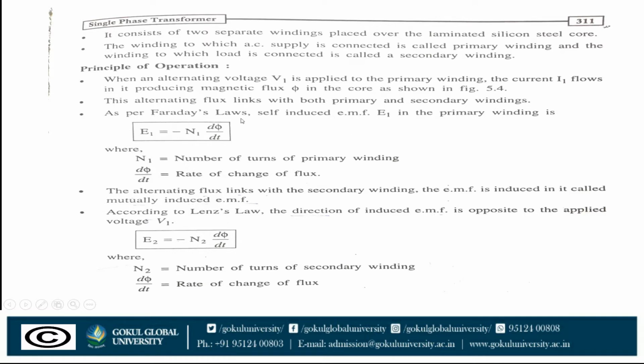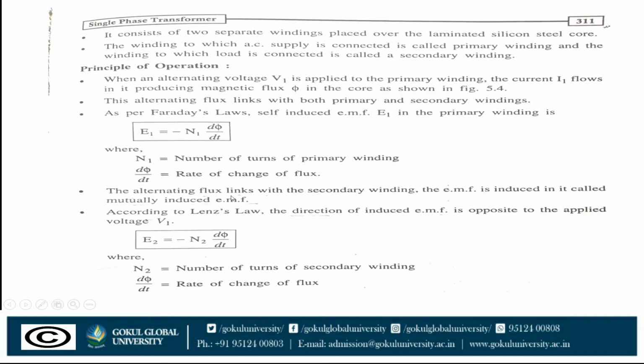Now as per Faraday's law, the self-induced EMF E1 in the primary winding is E1 equals minus N1 d phi by dt. Remember Faraday's law: the induced EMF E is equal to minus N into d phi by dt. So the equation E1 equals minus N1 d phi by dt, where N1 is the number of turns of the primary winding and d phi by dt is the rate of change of flux.